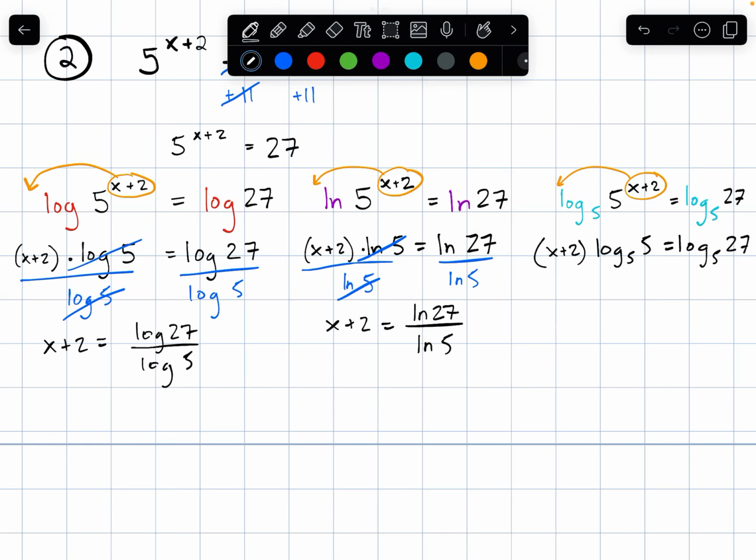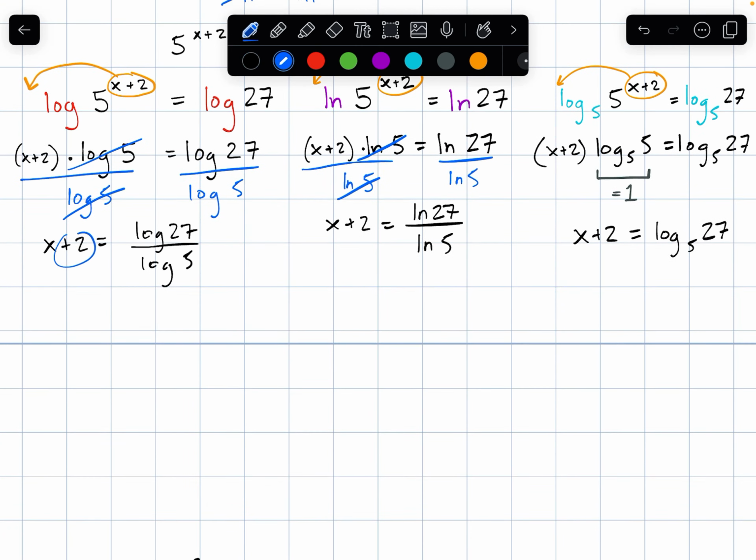And then the last one, same idea, but a little bit different here is that we know that log base 5 of 5 is really just equal to 1, right? We're asking ourselves 5 to what power equals 5? Well, 5 to the first power is just 5. So the nice thing about this, by being intentional, is that this x plus 2 times the 1 is just x plus 2. So really what I have here is x plus 2 equals log base 5 of 27. All right, so a little bit less going on in that last one. Notice how it's a little bit nicer for me.